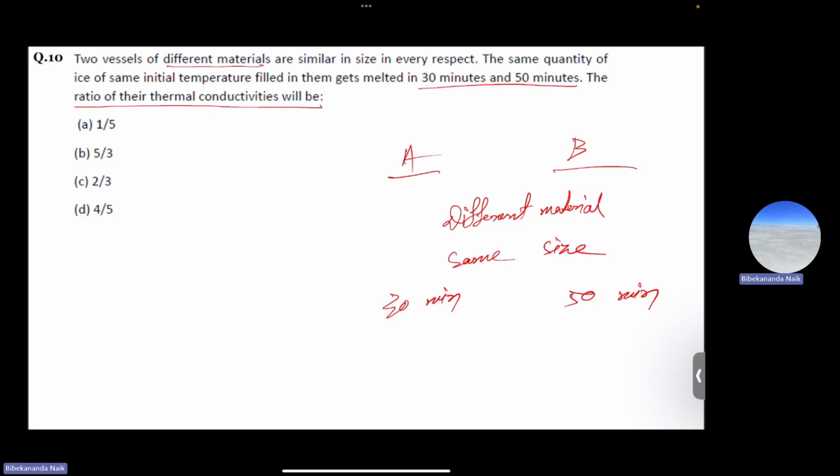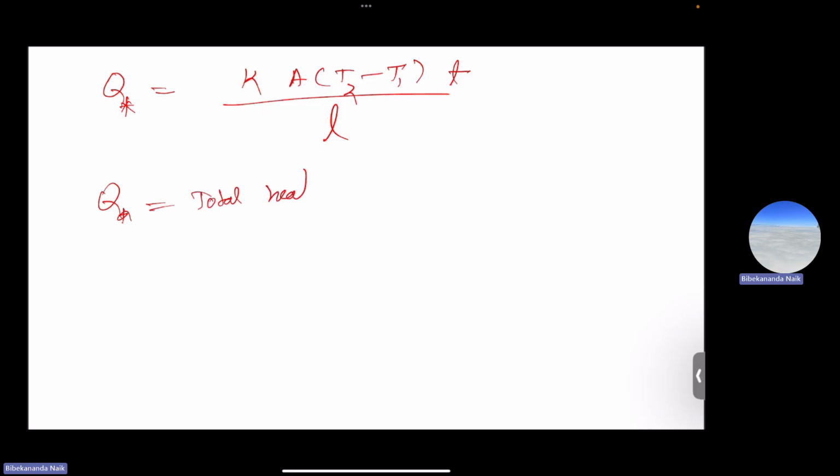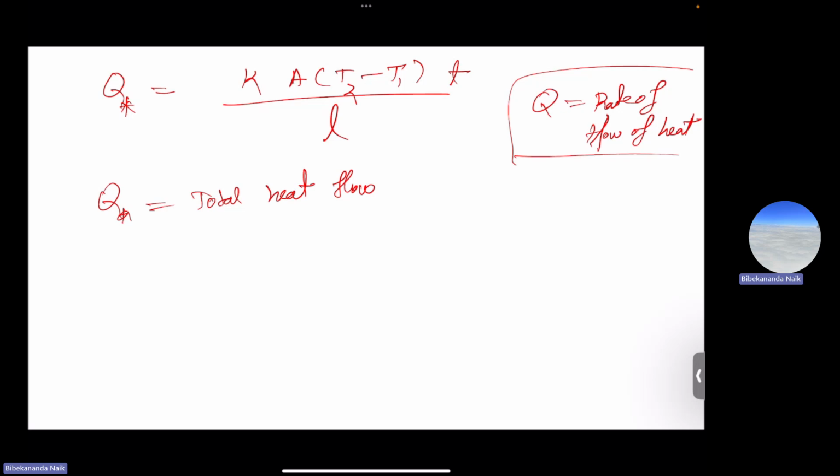So let's find out. We know the formula for the conduction of heat: the rate of flow of heat from one end to another is given as Q equals K A (T2 minus T1) divided by L. Here Q is the rate of flow of heat, but Q star is the total heat flow, so we have multiplied by t here.